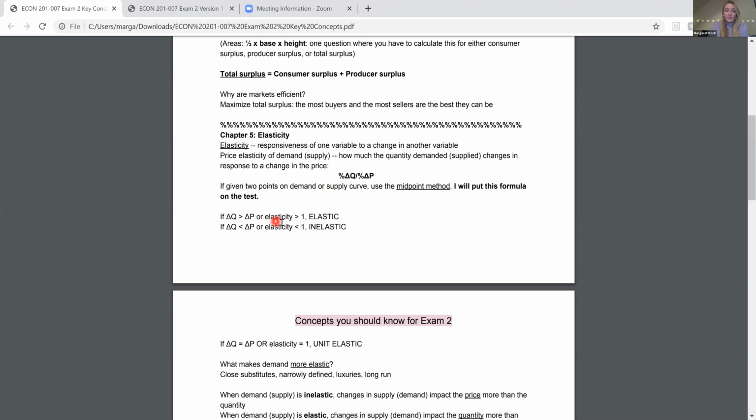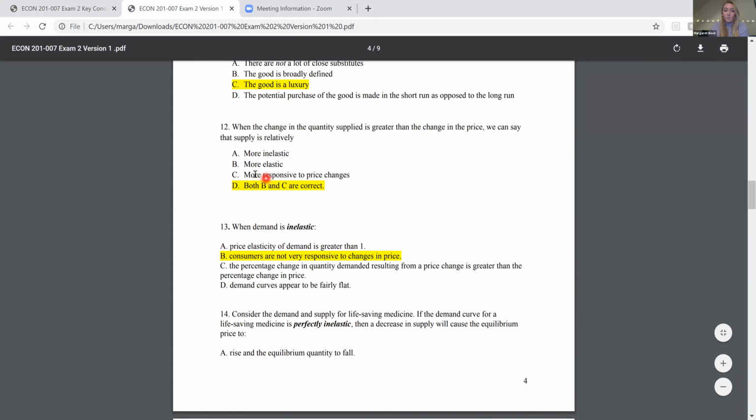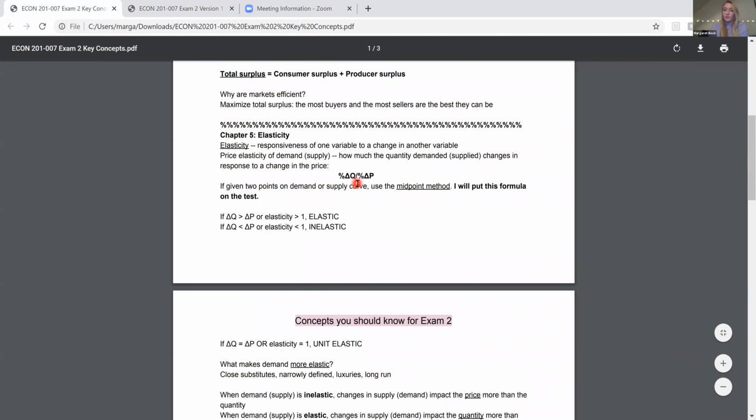So if the elasticity is bigger than 1, we can say that this good or service is more elastic. So more elastic, and that also means more responsive to price changes. So that's why both B and C are correct. So if the change in quantity supplied is bigger than the change in the price, this means more elastic based on this little formula here.